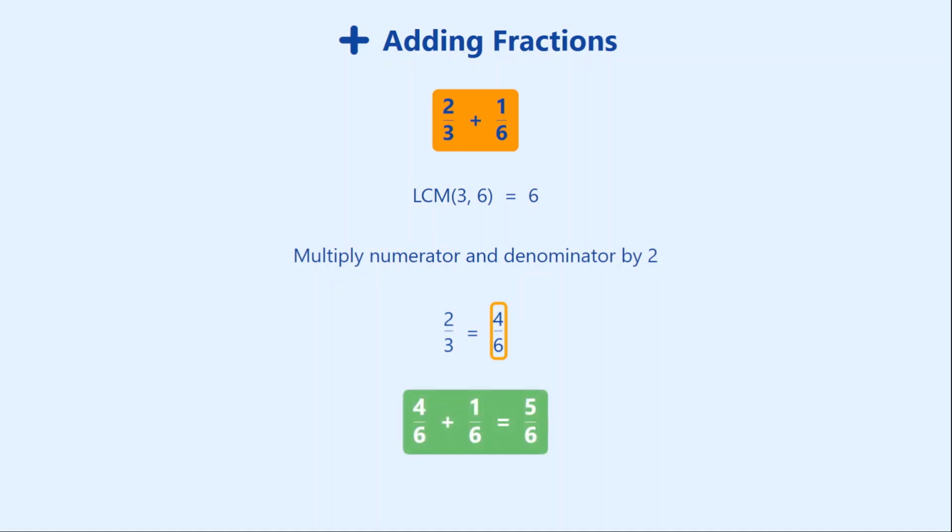Now both fractions have denominator 6. Just add the numerators. 4 plus 1 equals 5. So the answer is 5/6. Great job. So, to add fractions, make denominators the same, add numerators, and simplify if needed. That's it.